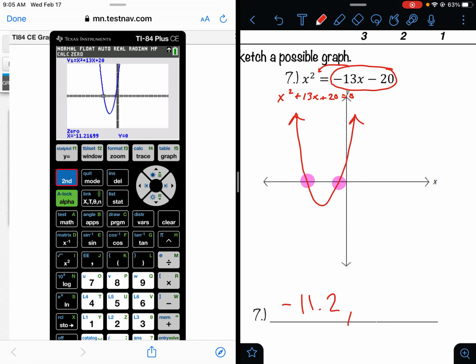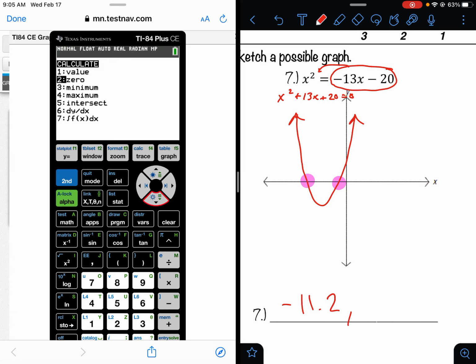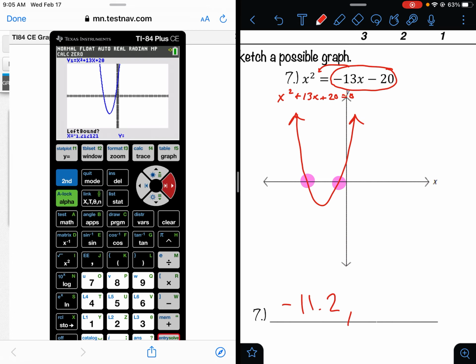Well, normally block 1. Now to find the other one, second and trace and 0 again. And now we're going to bring the cursor on the other side. I'm going to put the cursor near the x-intercept as close as I can to it. And then it says left boundary. So I need to remind myself I need to go left a few times, hit enter, right a few times, making sure that it does cross the x-axis, enter, and enter again.